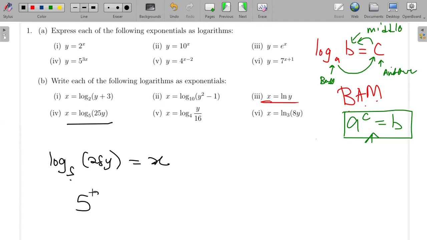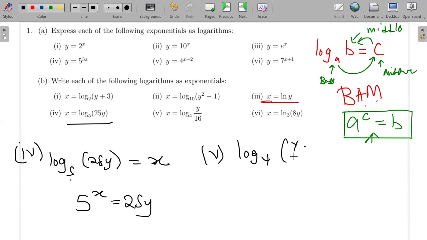So base to the power answer will be equal to what is in the middle, which is 25y. So this was it, 4. And then 5, I'll write it as log base 4 of y over 16 is equal to x. So this will be base to the power answer is equal to what is in the middle, like that. Okay, and this is our answer.